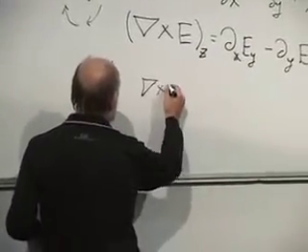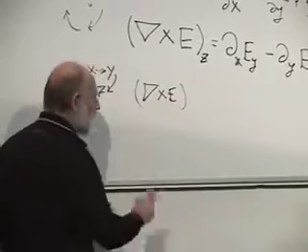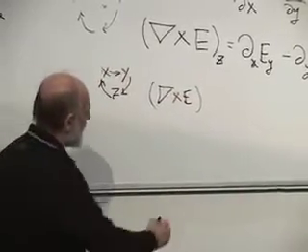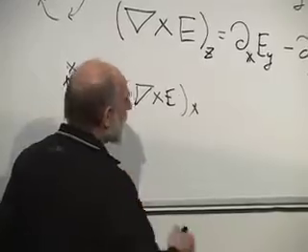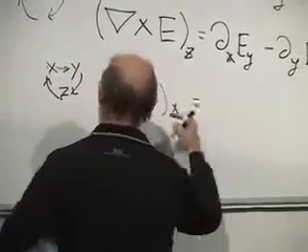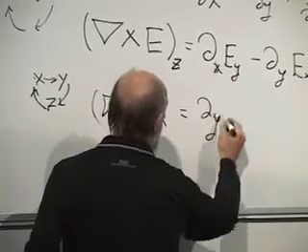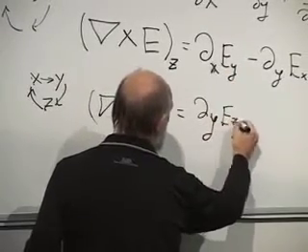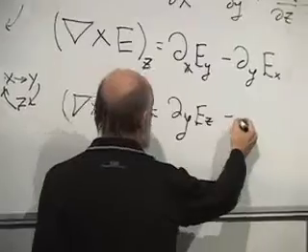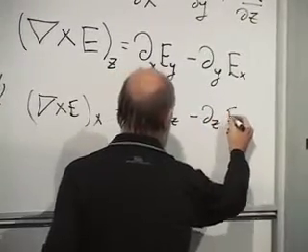Del cross E, all right, Z cycles to X, so put an X there, is equal. Now X goes to Y, so that's derivative with respect to Y. Y goes to Z, minus dz Ey.